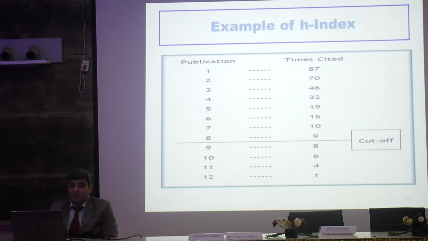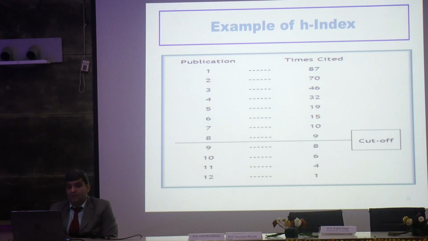The first publication has 87 citations. The second publication got 70 citations. The third publication is cited 46 times. As such, we compare the citations and the number of publications. The eighth publication is cited 9 times. The ninth publication is cited 8 times. So there are 8 publications which have been cited at least 8 times. So 8 is our H index.